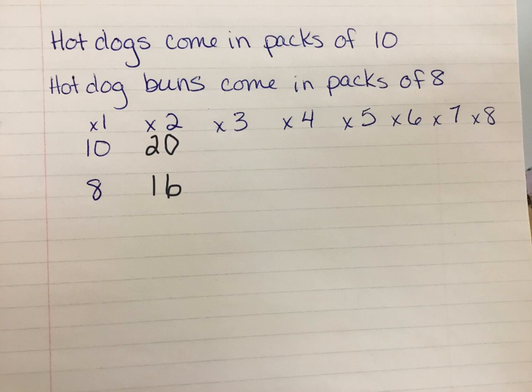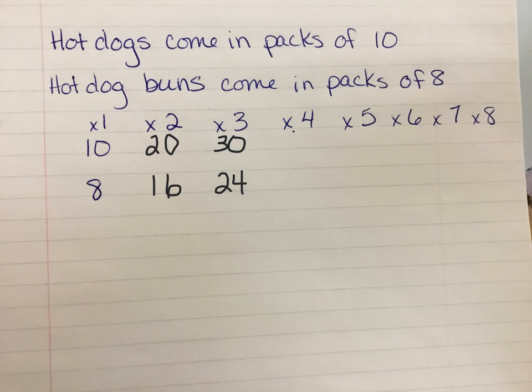If I times the hot dogs by 3, I get 30 hot dogs. 3 packs of hot dogs will give me 30. And if I times the packs of buns by 3, I'm going to get 24. Still, we have 6 hot dogs without a bun. So I'm going to keep going.